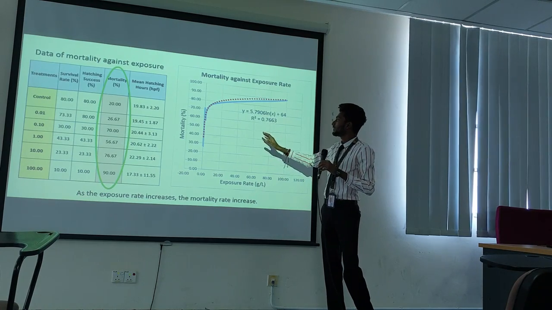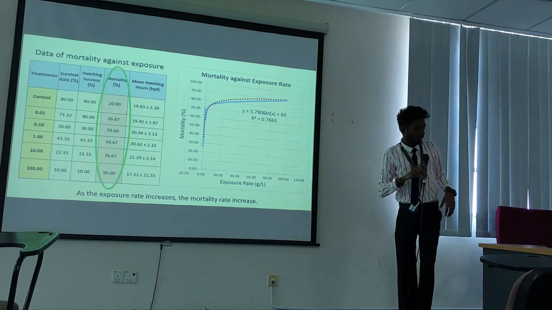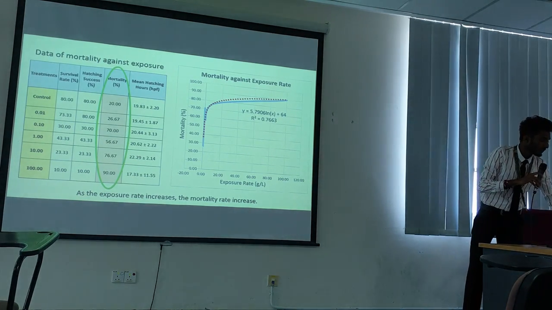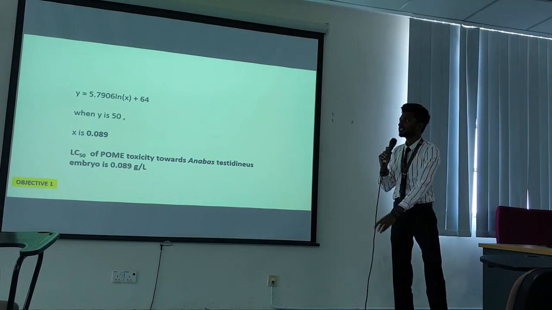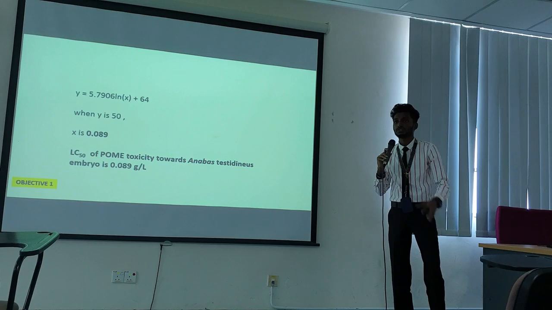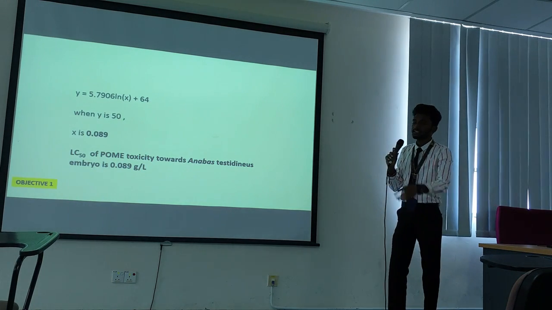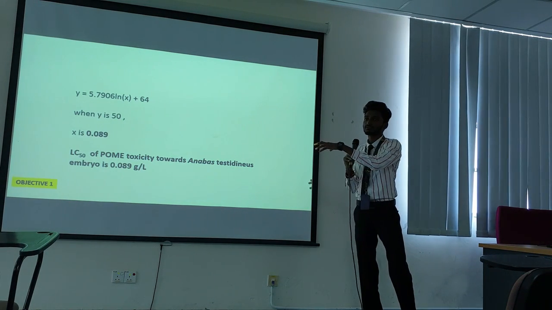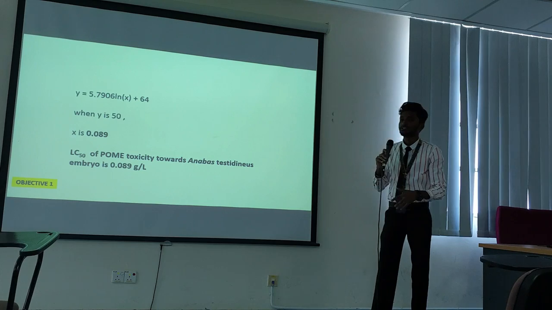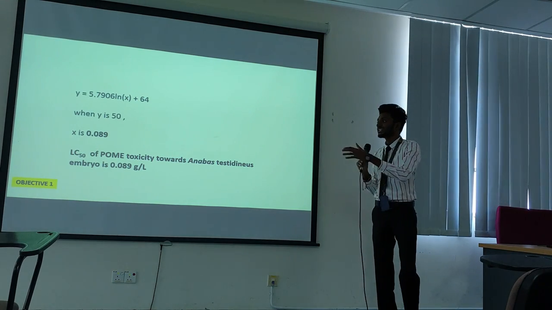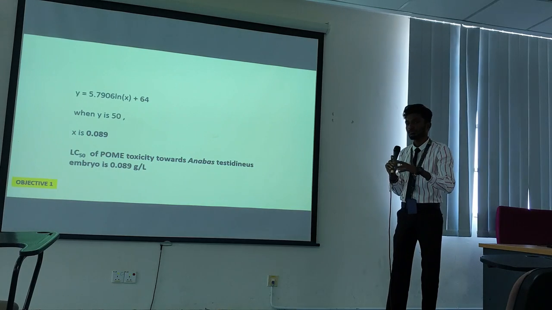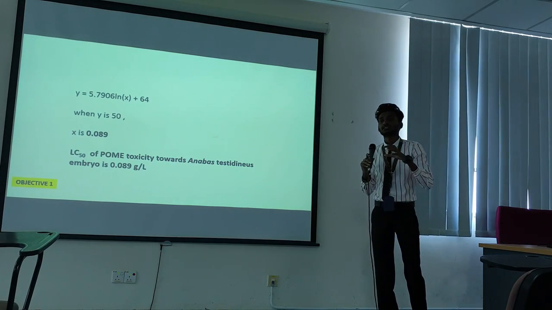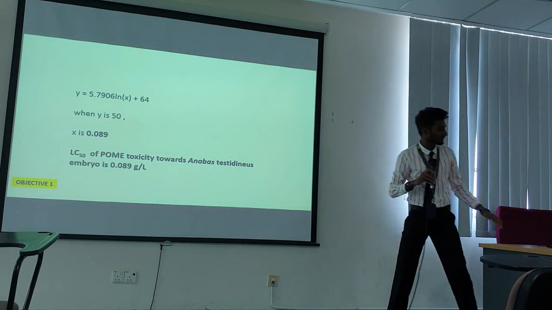So from the graph, we had an equation. From the equation, we can identify the exact LC50 for the graph. So when we substitute 50 for Y, the X will be 0.089. So the LC50 for palm oil mill effluent toxicity towards the Anabas testudineus embryo is 0.089 gram per liter.